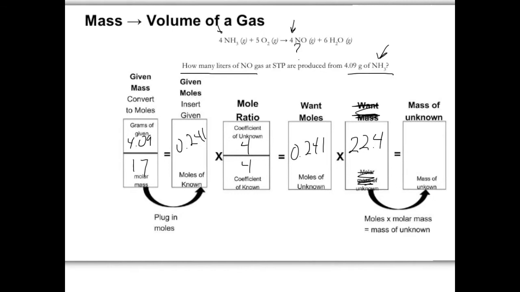So we multiply our 2.41 moles times the molar volume, which is 22.4, and we find that we would have 5.40 liters of nitrogen oxide.